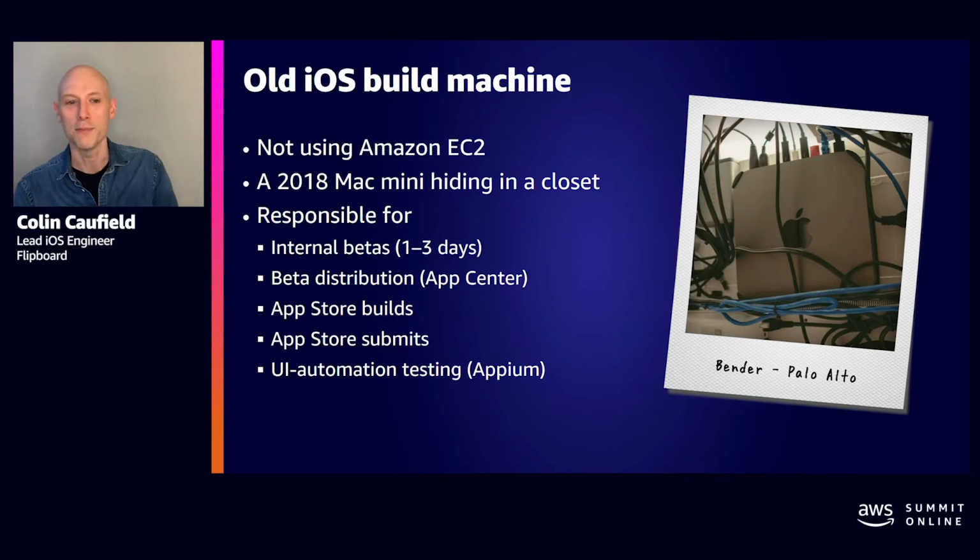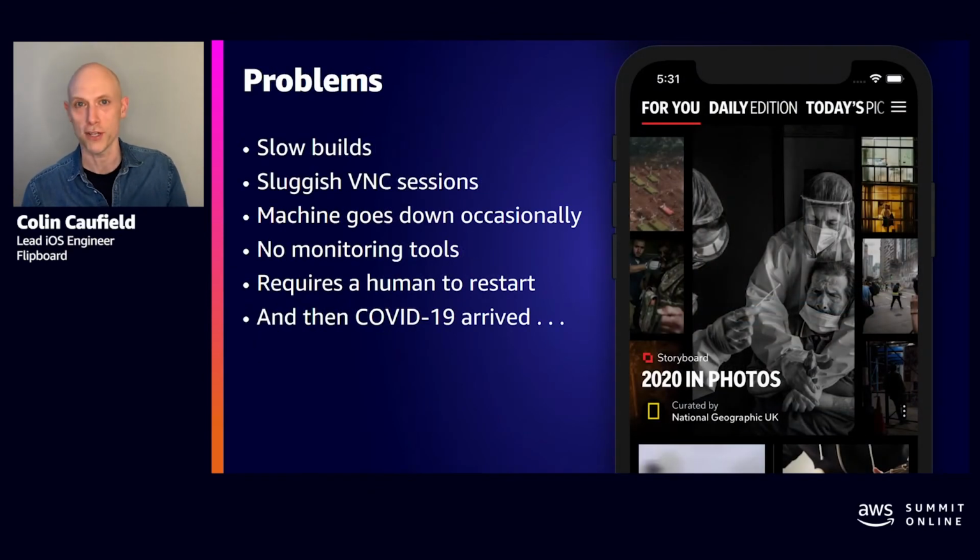So there's a lot of problems that we had here. One is the builds are extremely slow. So we're looking at 20 plus minutes. It's a mixed Objective-C Swift code base, so that always takes a long time to compile. We also have very sluggish VNC sessions where the screen redraws slowly, you tap, you're waiting a bunch of seconds, do I need to retap? Machine went down a lot, no monitoring tools. And when it did go down, we had to ask for a person to go in and flip the switch. And of course, when COVID hit, those emails got a lot harder to write, asking someone to drive into the office. So we knew we needed to do something.